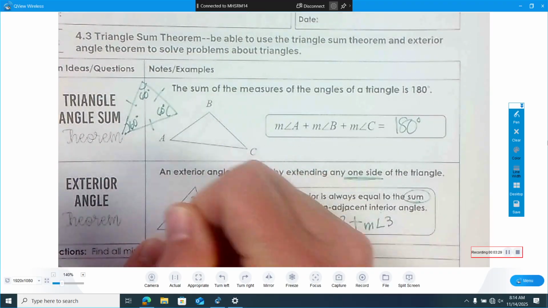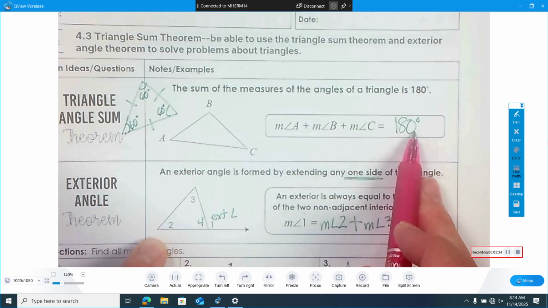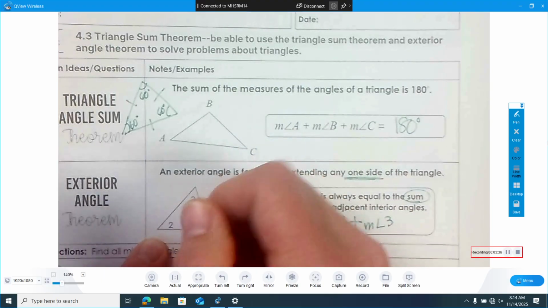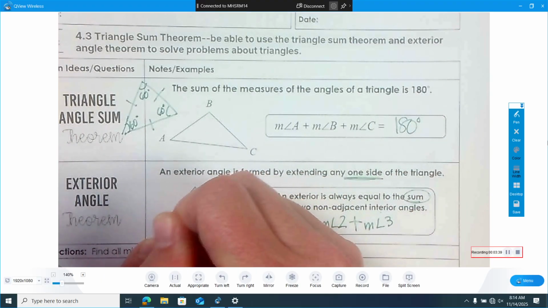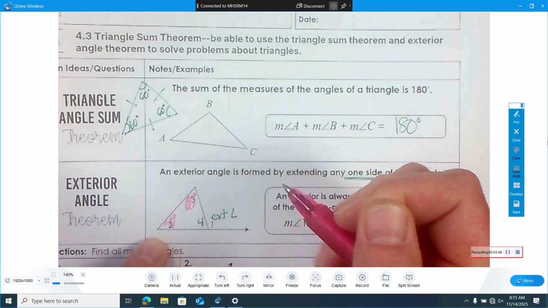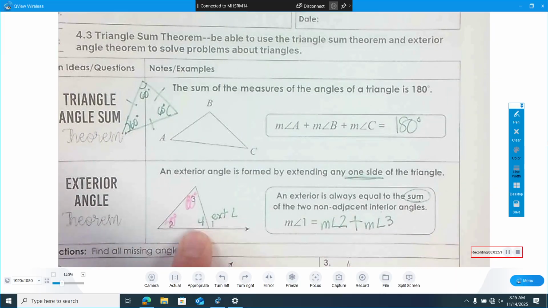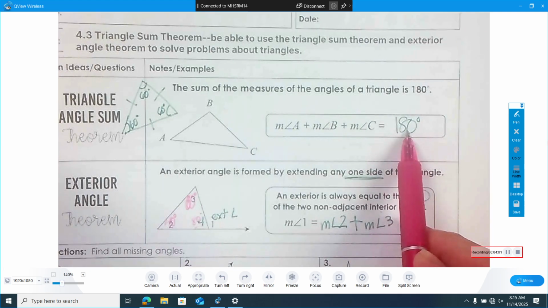Let's just make up some numbers here. If I know that the measures of all three angles should add to be 180 degrees, let's say that angle 2 is 40 degrees, and angle 3 is 60. All right, 40 plus 60 is 100. What's the measure of angle 4? 80. How'd you get 80? Because 40 plus 60 plus 80 should equal 180. We just said that all the interior angles equal 180.